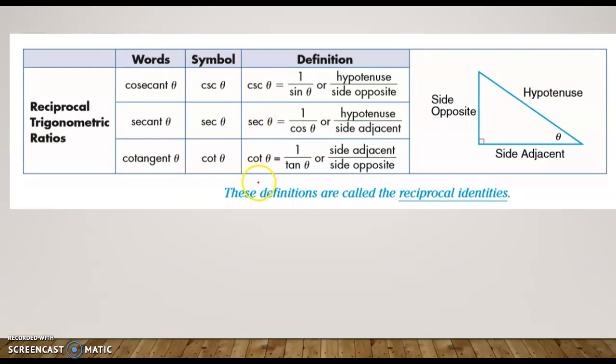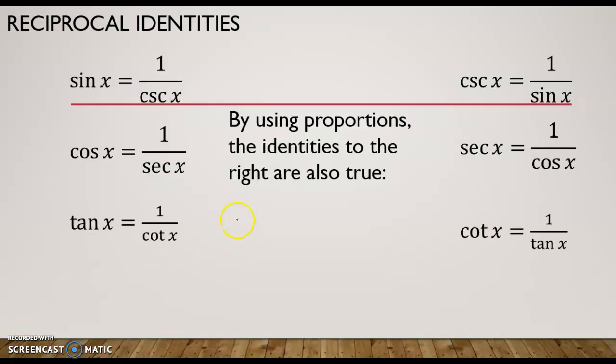These are adding in. These are reciprocals. Your cosecant is 1 over sine, so it flips. Instead of it being the opposite over hypotenuse, it's now the hypotenuse over the opposite. Secant is the reciprocal of the cosine, so hypotenuse over adjacent. And your cotangent is the reciprocal of your tangent, or adjacent over opposite. So here are the reciprocal identities.